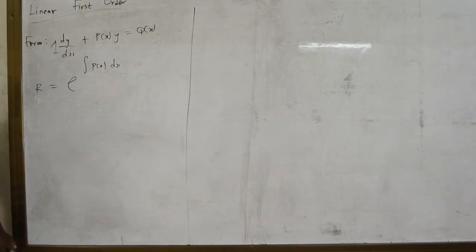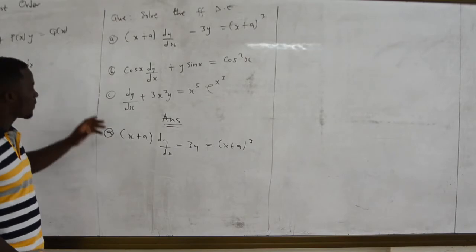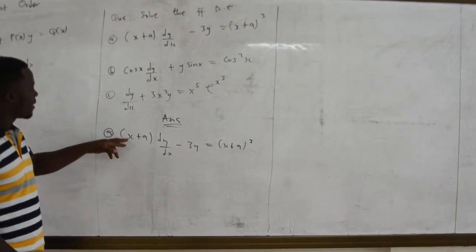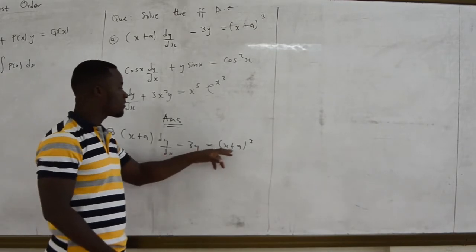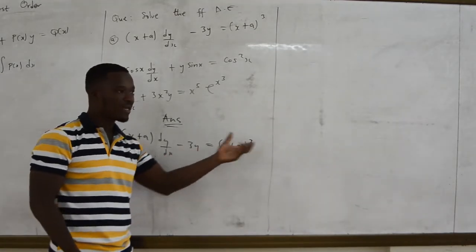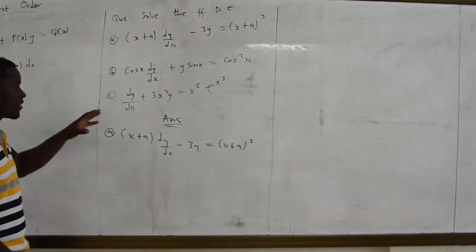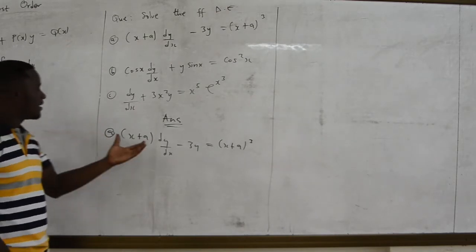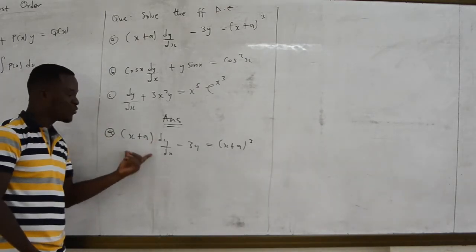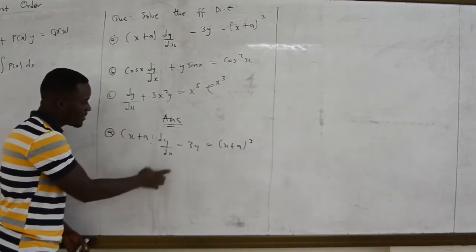So let's solve examples here. We'll solve the first one. We have three questions, so we'll solve them. We have (x plus a) dy/dx minus 3y is equal to (x plus a) all taken to the power of 3. But you should bear in mind that in the definition of linear first order differential equation, the coefficient attached to this dy/dx is supposed to be 1.